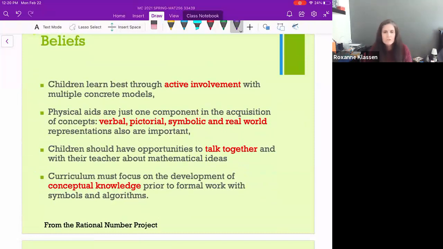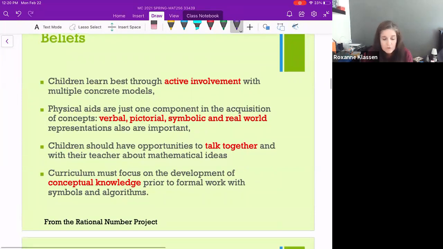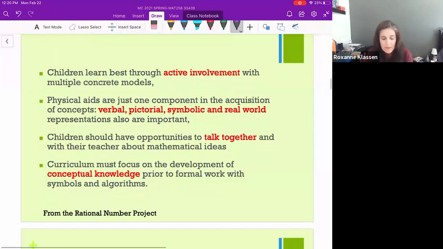This is the Rational Number Project, which was all about how students learn rational numbers, AKA fractions. Children learn best through active involvement with multiple concrete models. You guys were only given one model most of the time, and so I'm definitely going to break that. Physical aids are just one component in the acquisition of concepts. Verbal, pictorial, symbolic, and real world representations are also important. Look at this. You probably never did this.